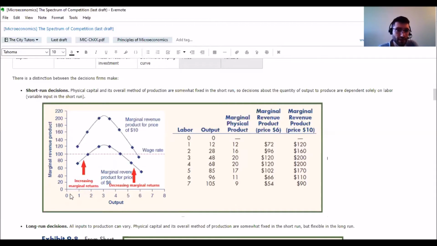So we can see as we increase the amount of labor, the additional revenue that this additional amount of labor will bring us, in the beginning, will be growing. And this is what we call increasing marginal returns, meaning that on average, each employee will be producing more and more as we increase the number of employees.